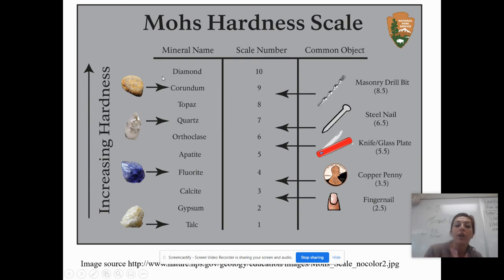So if we look, the hardest mineral is a diamond. Okay, so topaz could not scratch a diamond because topaz is not as hard as a diamond is. But a diamond could scratch all of these minerals underneath of it because a diamond is harder than all of those minerals.